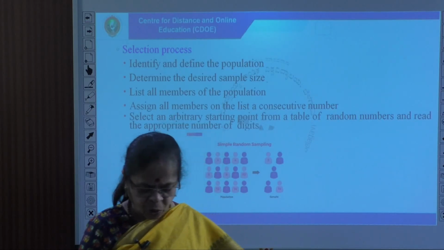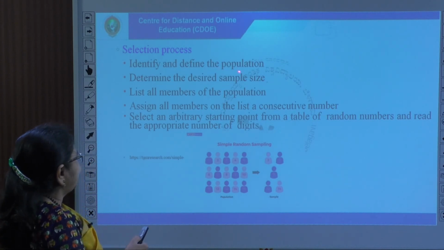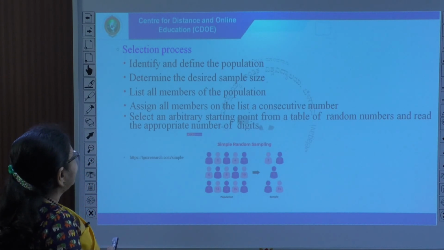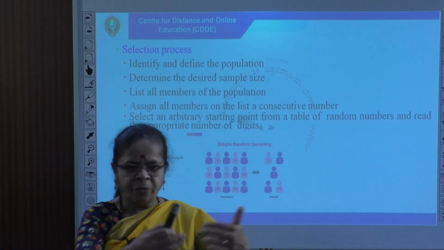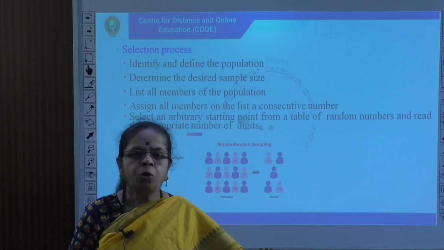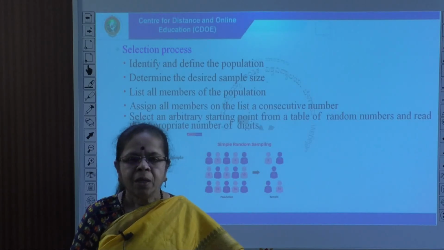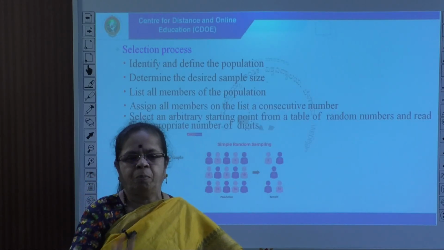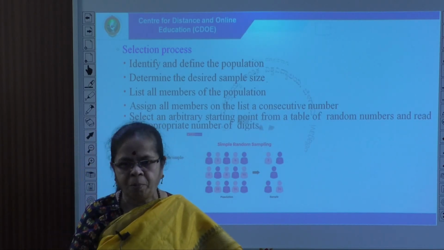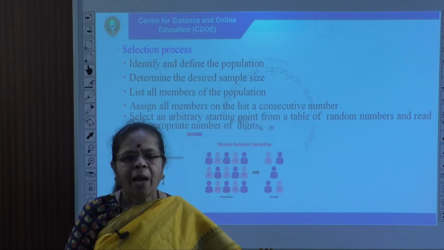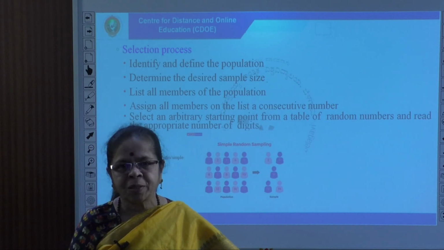The selection process. So, how do you select? First you identify and define the population, then determine the desired sample size. So, you take the frame first, the population. Out of that population, how much you want, what is your sample size, and you list all the members of the population. You can assign numbers to each of the members and you select arbitrarily random numbers.